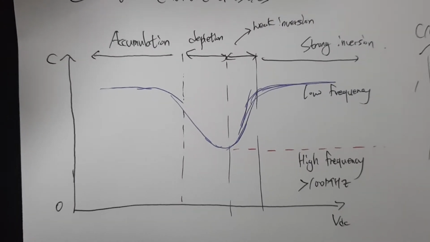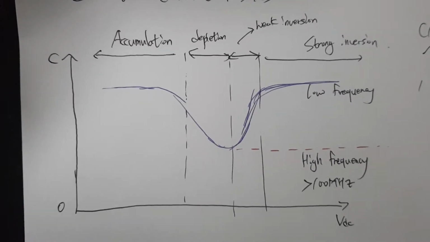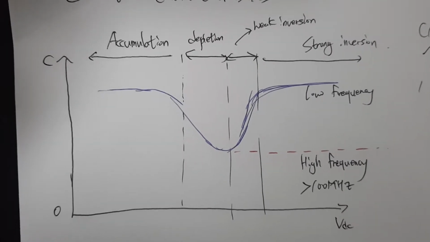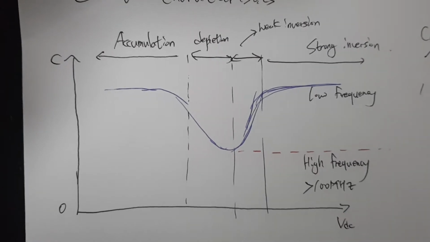Then if the phi f becomes 2 phi b, the depletion region becomes maximum. When the depletion region becomes maximum, the total cap becomes minimum.